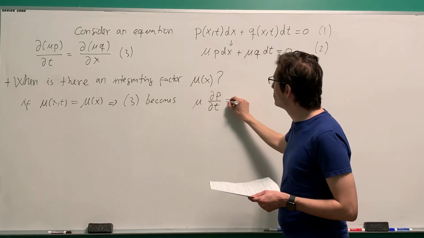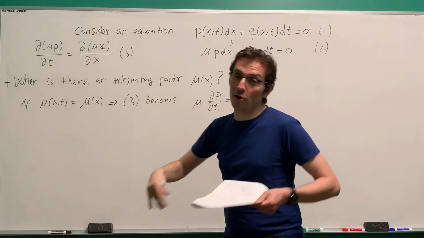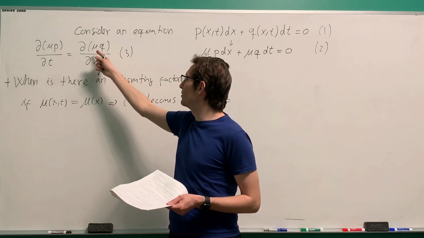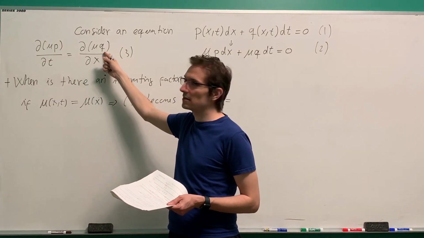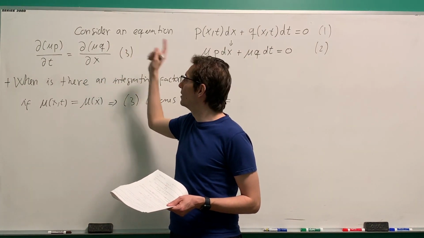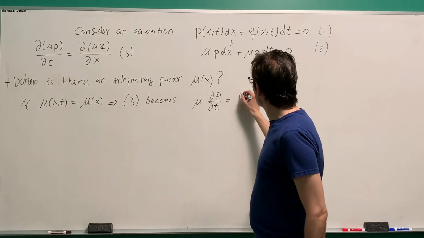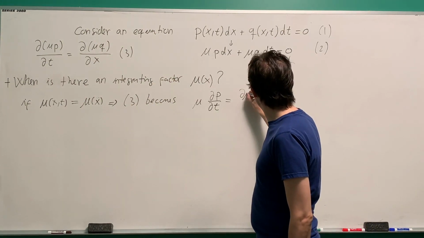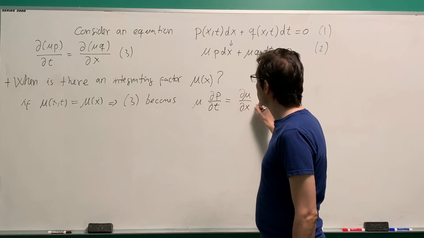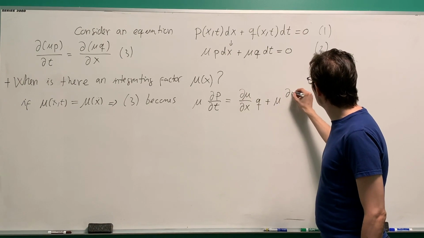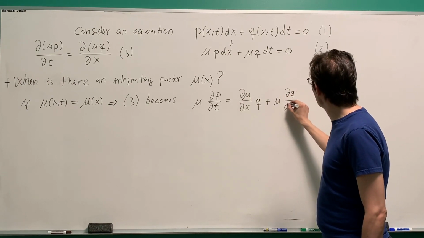And then this is equal to, and then we use the product rule or Leibniz rule, right? The derivative of the product is the derivative of the first times the second without derivative, plus the first without derivative times the derivative of the second. So let's write that. So this is going to be the derivative of the first times the second plus the first times the derivative of the second.